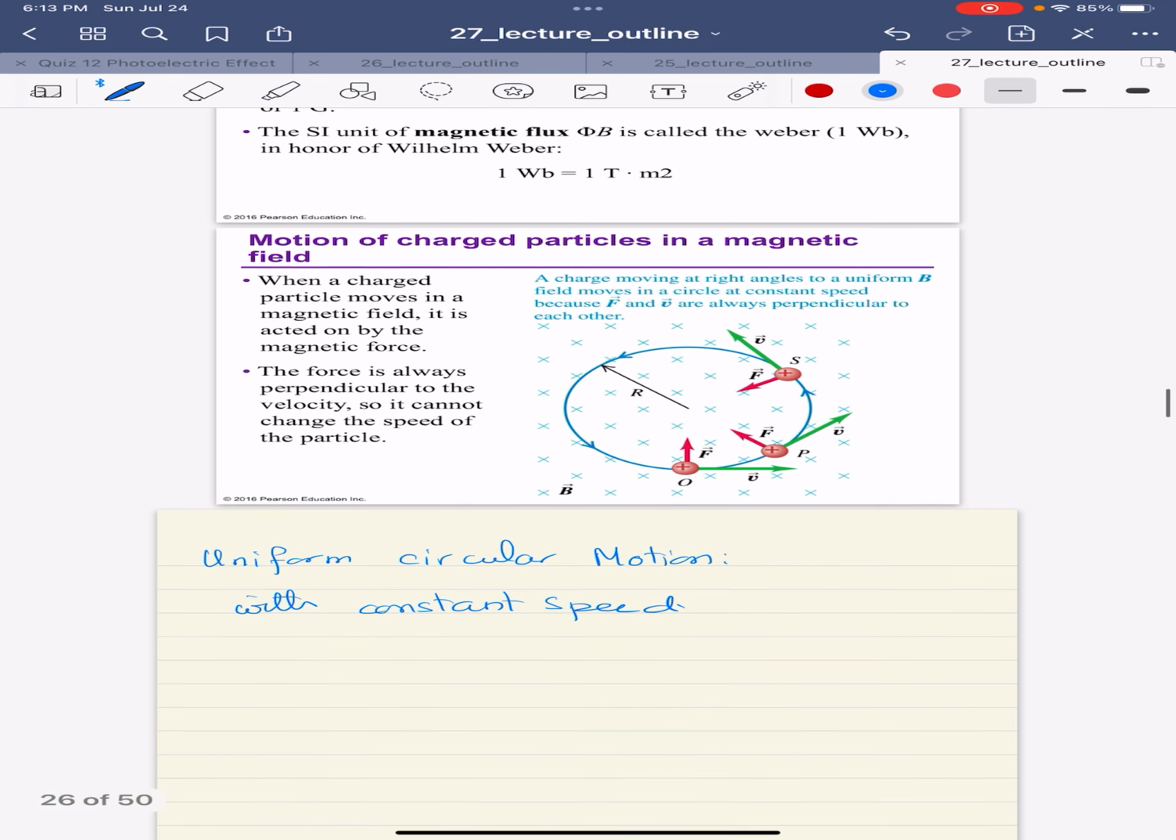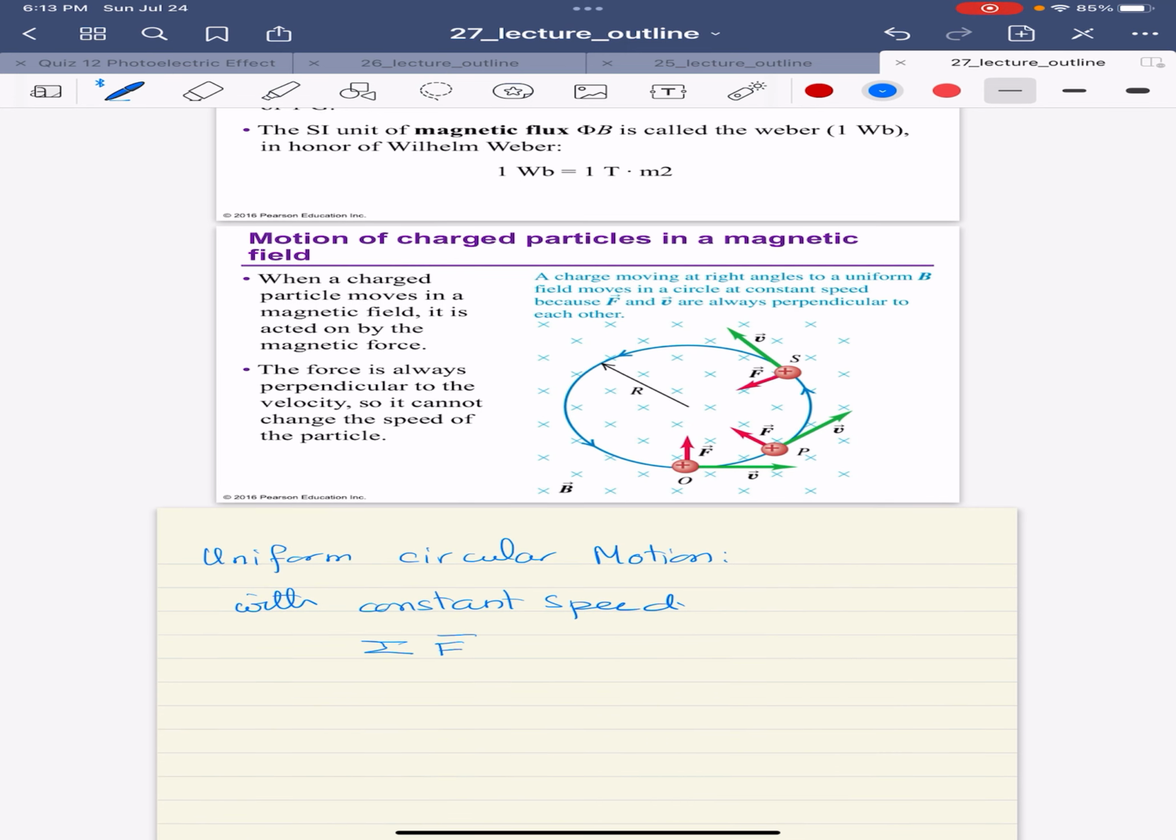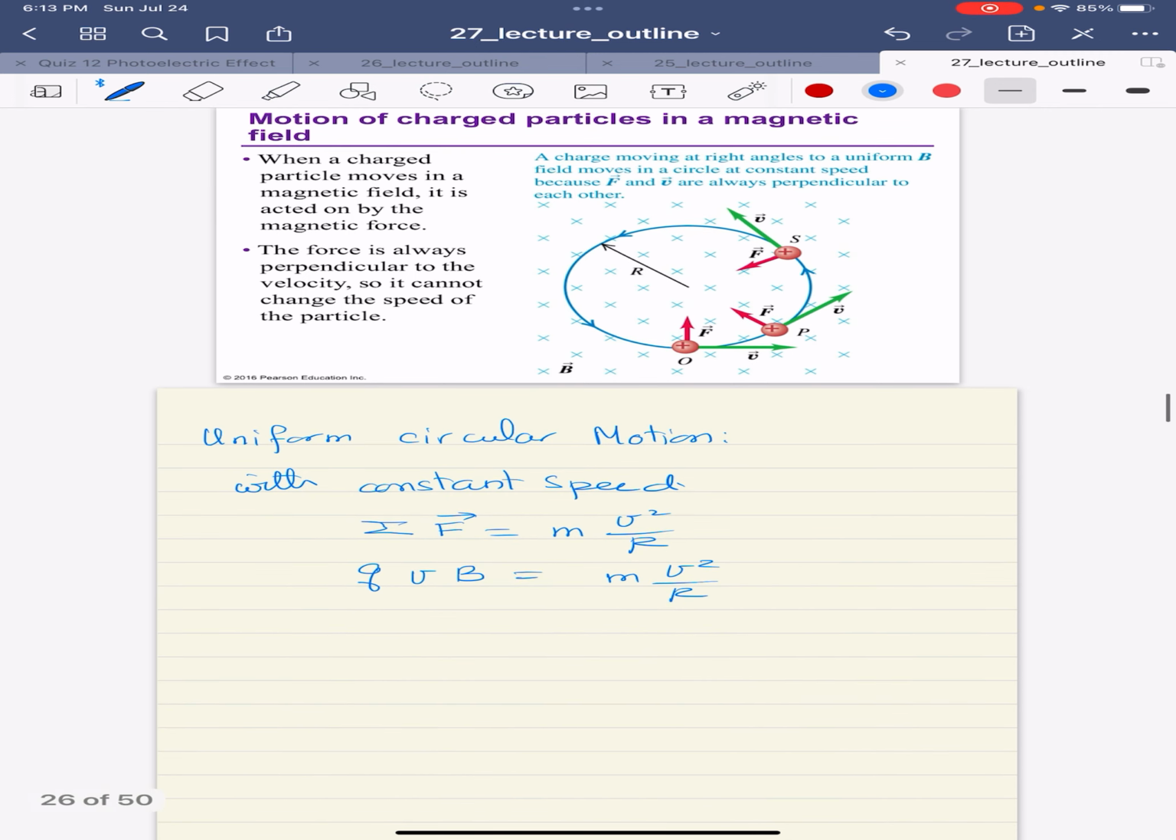Then I can say sigma F equals mv squared over r, and that F is going to be the magnetic force, which is qvB, and it equals mv squared over r. From that, I can find the radius, which is going to be mv over qB, because one of the v's is going to cancel.